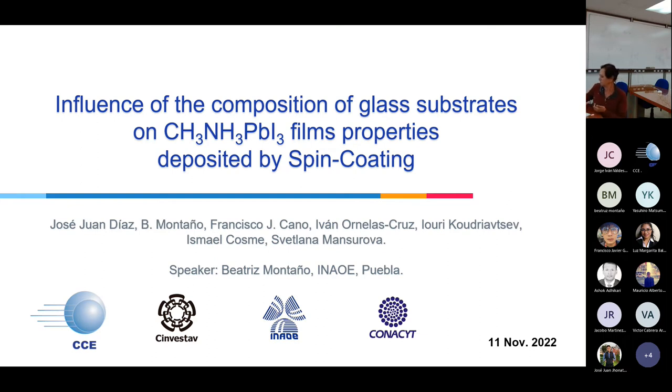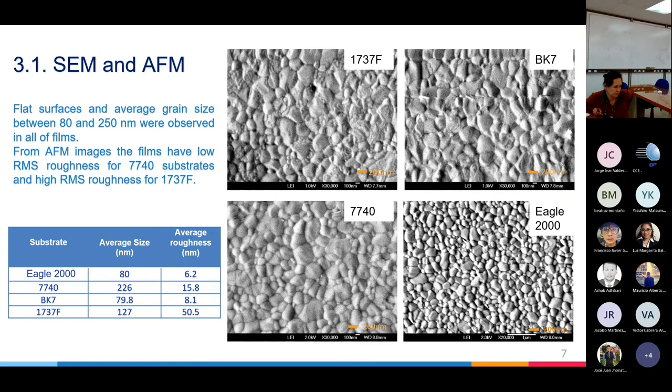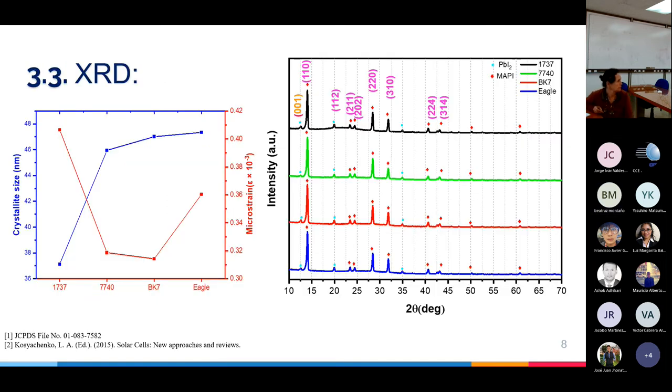Hi, Beatriz. What is the thickness of the samples? The thickness is between 480 nanometers and 500 nanometers. And how many samples do you have? Can you go back to your XRD results? Here you have mentioned four samples. Which sample is your best sample?